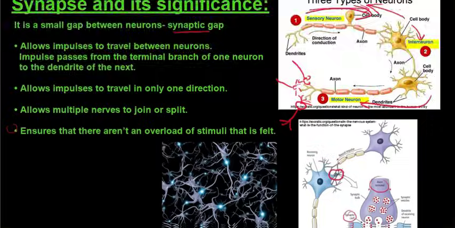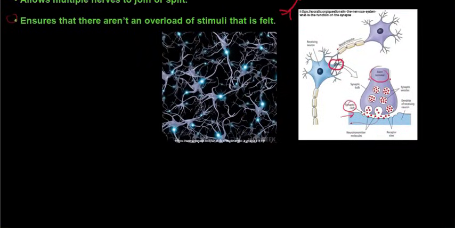Now, looking at how this impulse will travel from the one neuron to the next, that is done with some chemicals known as neurotransmitters. Dopamine, for example, is one, and then serotonin is the other. There are others, but these are some of the better known ones. So these chemicals take that impulse and they carry it over that gap to the next dendrite.